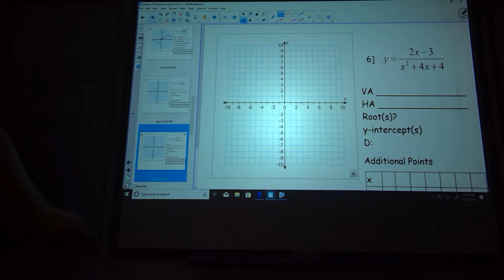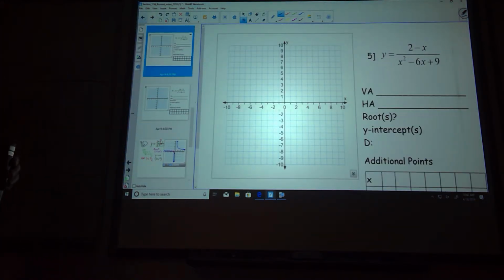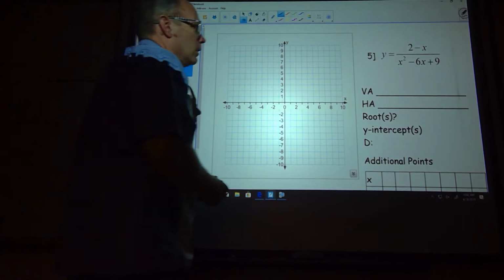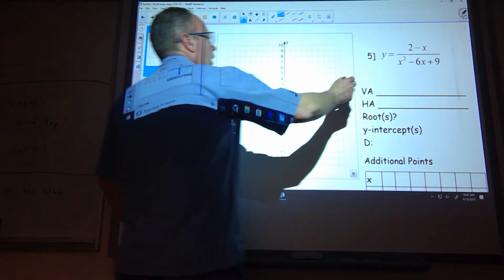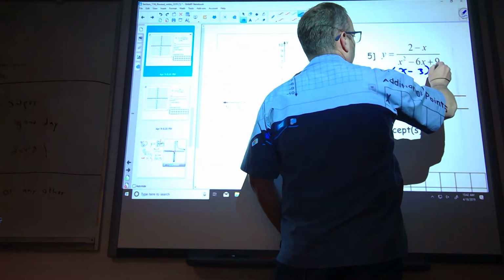Where are we going with these? We just have two more. Isn't this x plus 3 and x minus 3 on the bottom? On the bottom, it would have factored to x minus 3.